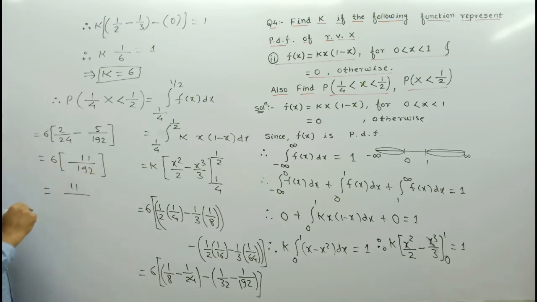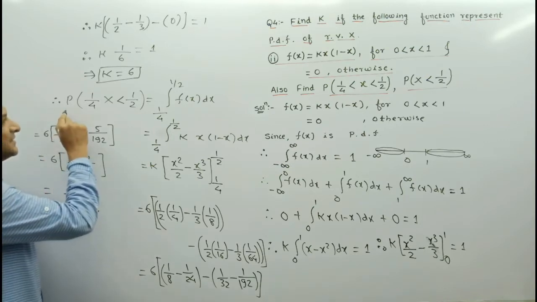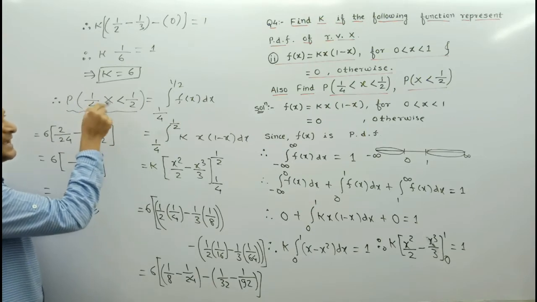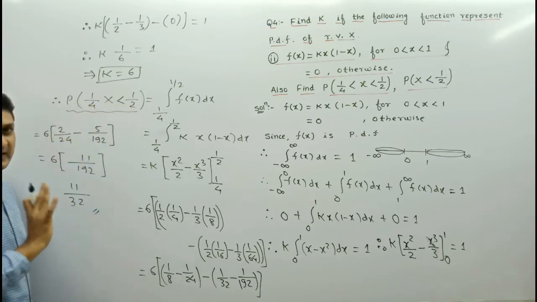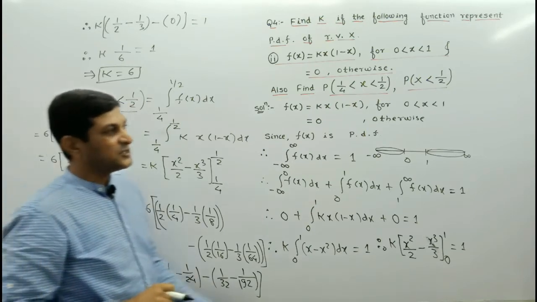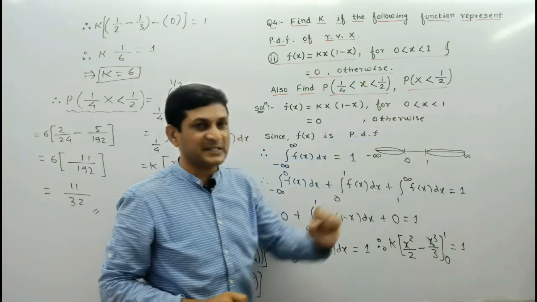Check that 192 is divisible by 6. Yes, 6 3s are 18, and remaining term is 12. 6 2s are 12. So means 11 upon 32 is the value of P of x greater than 1 by 4 and less than 1 by 2. Now remaining part is just to find out this value P of x less than 2.